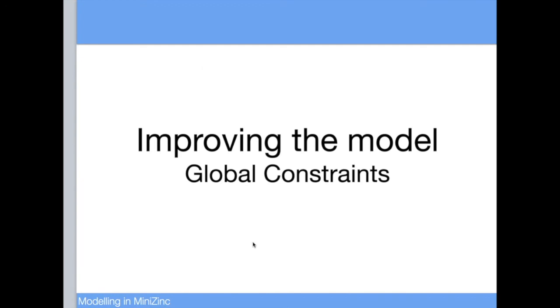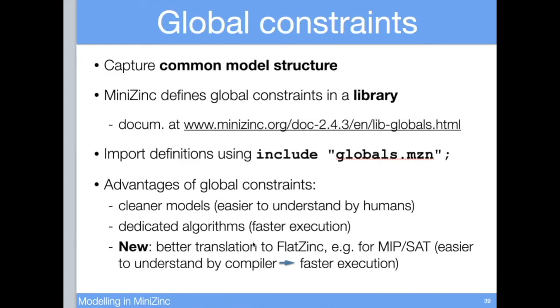But the most important thing, and one of the great powers of constraint programming modeling, of which MiniZinc is a constraint programming modeling language, is that we have this notion of global constraints. Global constraints capture common model structure, right? Structure that happens in many different kinds of problems. And there's a global constraint library. You can see it in the MiniZinc documentation in libglobals.html. There's lots of them, and you can import them all with include globals.mzn.